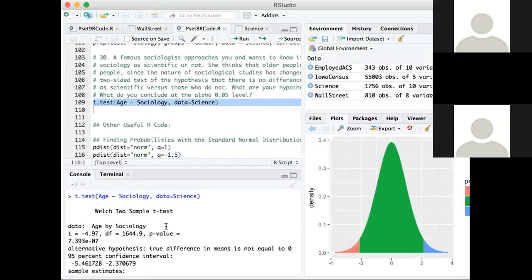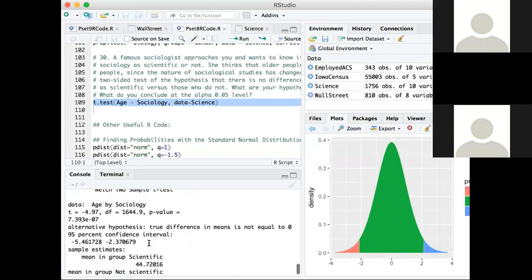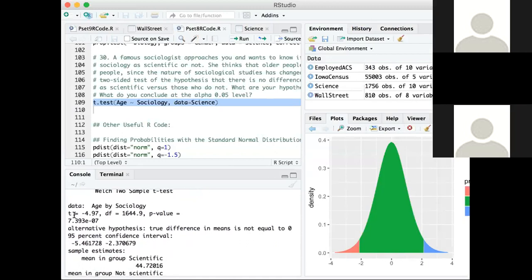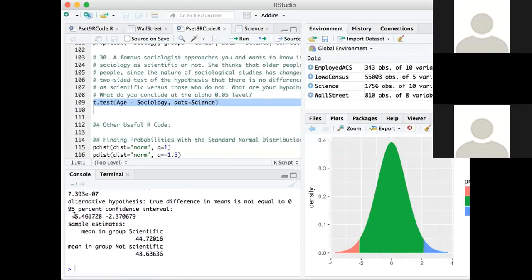So what we can see here is that it's a significant result because we have a very significant p-value. It's a very, very small p-value. So we can conclude that they are not the same ages. And here we see that the sample estimates for the two means: the mean in the group that is not scientific is 48.63, and the mean in the group that's scientific is 44.72, right?